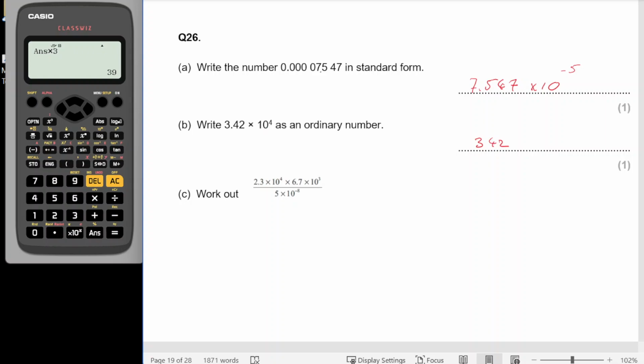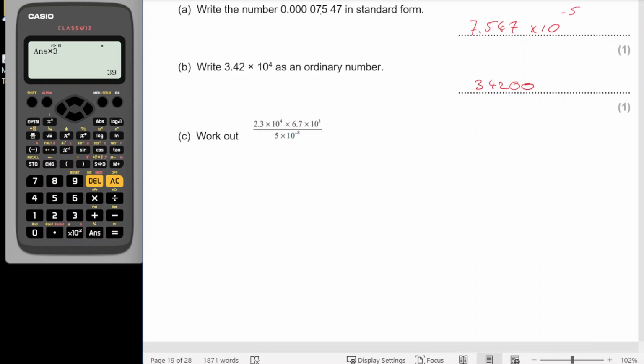If it was there 2 places back, I need to move it another 2 places back, so it would be there. And then the final part, work out. So I'm going to use the standard form button on my calculator, which is this button here, and I'm going to type it in just like that. So fraction 2.3 times by 10 to the 4 times by 6.7 times by 10 to the 3 divided by 5 times by 10 to the minus 8.